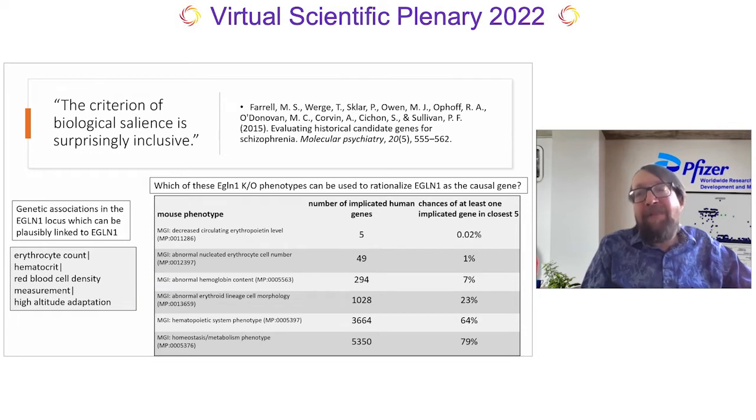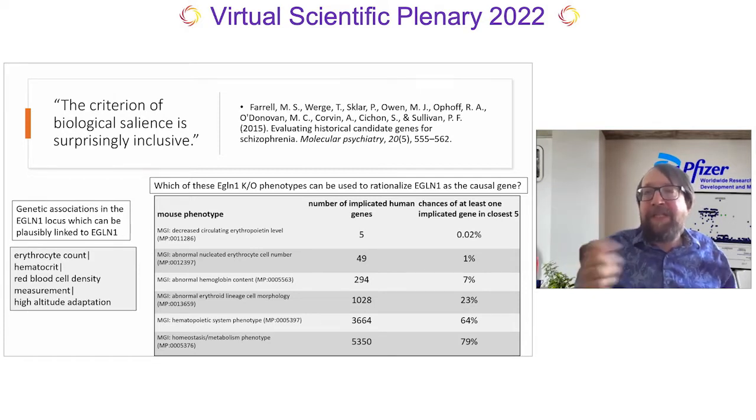Now, one thing that one has to bear in mind constantly is that it's very easy to build biological stories. This is a sentence that's kind of burned into my mind: the criterion of biological salience is surprisingly inclusive, from this paper on schizophrenia candidate genes. And when you ask what mouse phenotype would be appropriate for saying that a gene is probably the right gene for one of these traits, well, you can see EGLN1 belongs to a lot of different categories, or has a lot of mouse phenotypes, going from the very specific, which probably wouldn't apply to most genes that come up for red blood cell traits, to things that are probably too generic to be of any utility. So at the bottom, we've got this category of homeostasis genes, which is probably too broad.